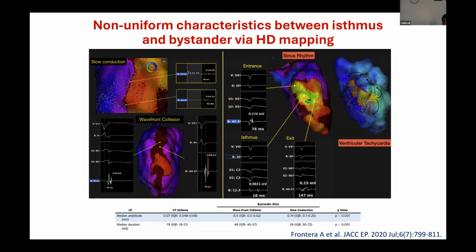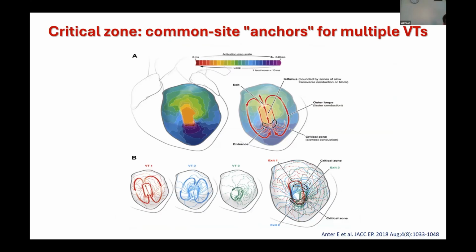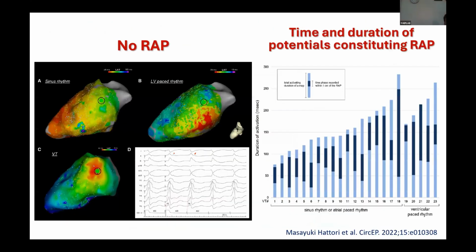The majority of the fractionation or very slow conduction component will be located at the entrance or exit, which brings us to this concept: that during sinus rhythm, probably we will also record very fractionated signals at the true VT isthmus rather than the adjacent bystanders. Okay, so this is also another study.